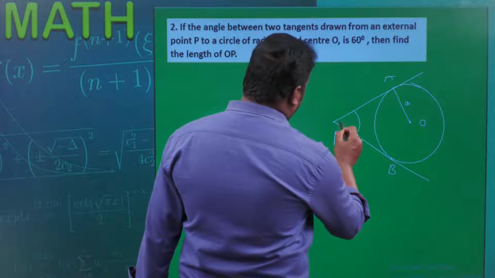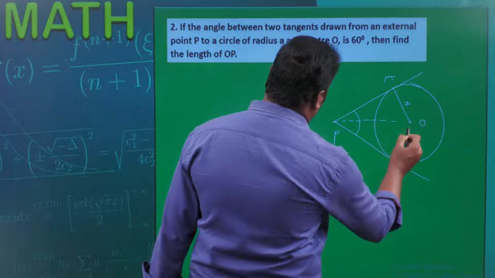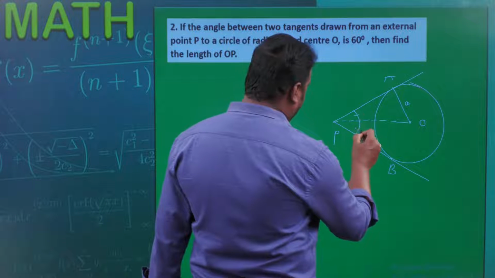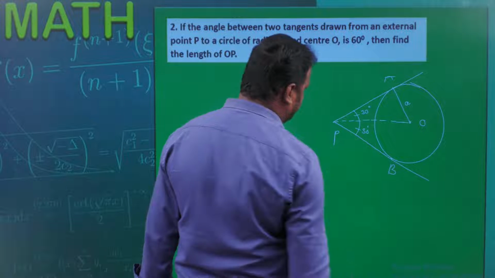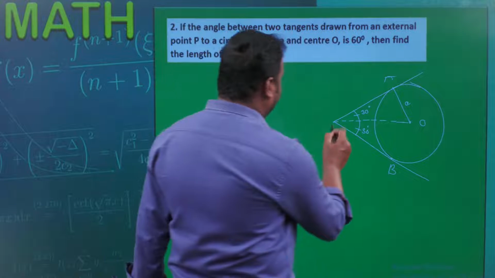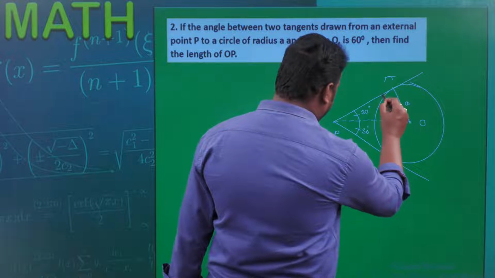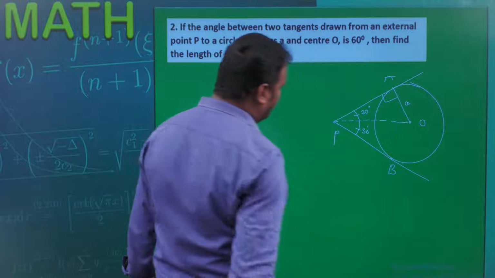If this entire angle is equal to 60, when you join O and P, then this 60 is divided into two equal parts, so one is 30 degrees and the other part is also 30 degrees, as we already proved. So find the length of OP. This is the length of OP. This is A and this is 30 degrees and it is already 90 degrees. This is what we want.